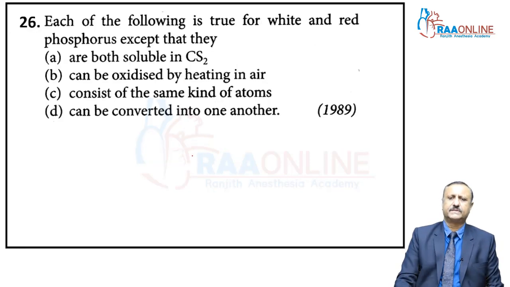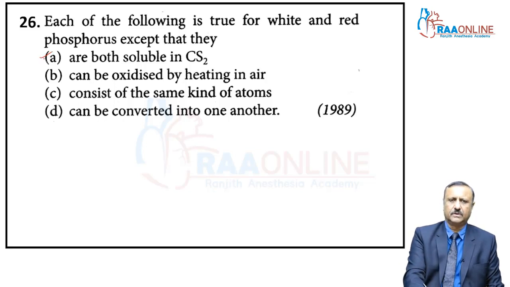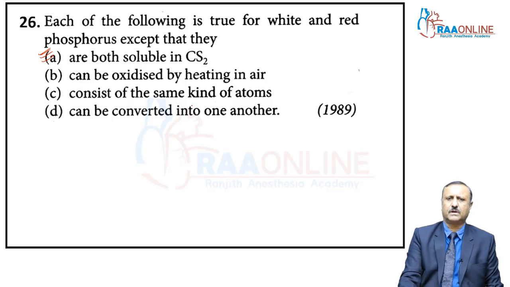Now, my dear students, we can see question number 26. Each of the following is true for white and red phosphorus except that they... My dear students, white phosphorus and red phosphorus, are both dissolved in carbon disulfide? So, it is a basic question. My dear students, white and red phosphorus can be oxidized by heating in air, and consist of the same kind of atoms, meaning phosphorus can be converted from one form to another. So, answer is A. Here white and red phosphorus are both soluble in CS2.